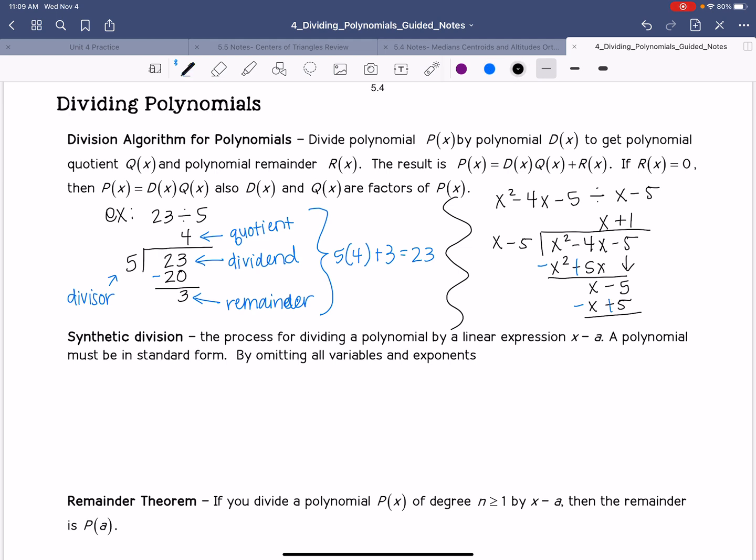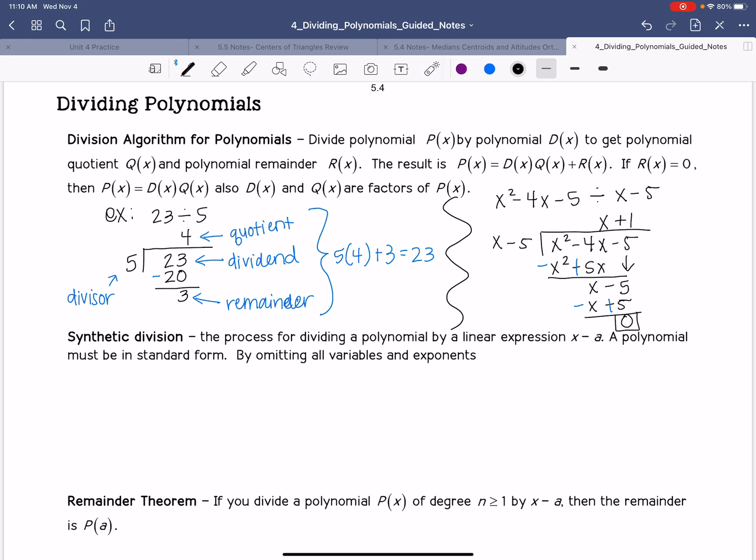X minus x is 0. -5 plus 5 is 0. So this is your remainder of 0. Okay, when I have a remainder of 0, then that means x minus 5 and x plus 1 are factors of my original x squared minus 4x minus 5. Okay, so those would be factors, which you guys should know, right? What multiplies to give me -5, adds to give me -4, that would be -5, +1. So yes, those are factors.